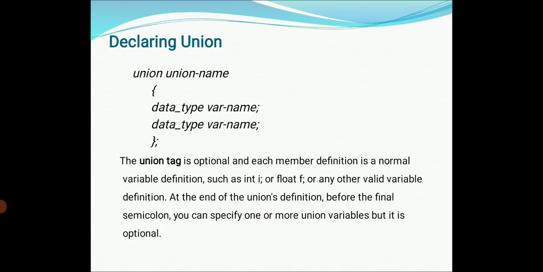Here is declaring or defining the union: how to define the union in our programming. Here union is a keyword. Union name is the name of the union. It contains data type, space, variable name; data type, space, variable name. Here we can also define a number of data variables. These are all enclosed within the opening and closing braces, and it ends with a semicolon.